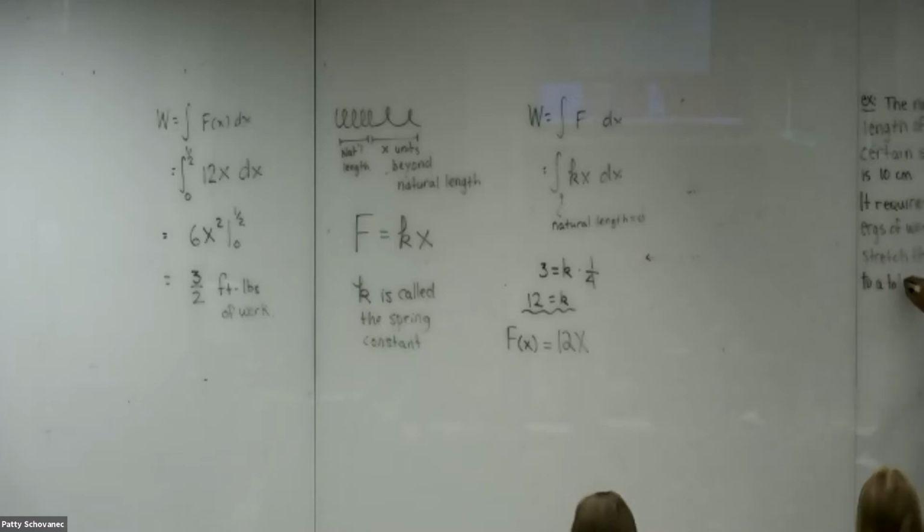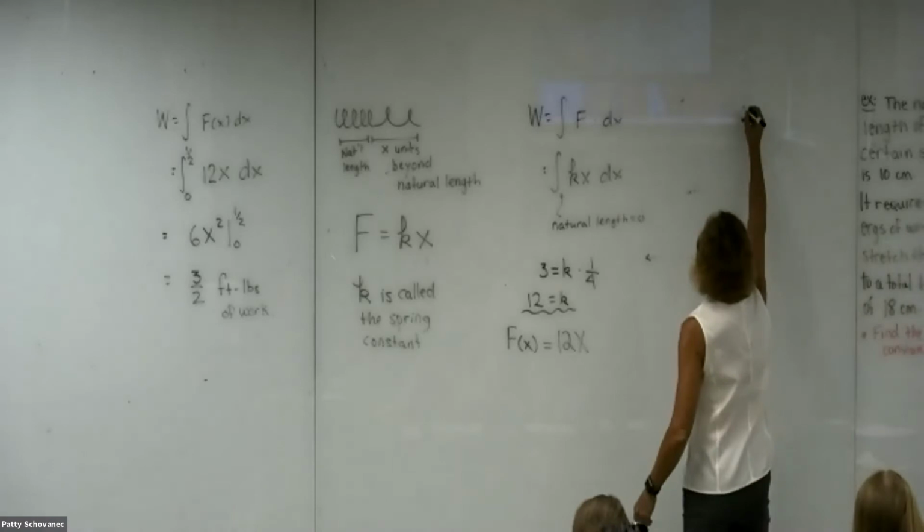A total length of 18 centimeters. So here's where we take the time out and find the spring constant from that information. So that's 2 equals constant times 8. And then once we find the spring constant, let's find the work done in stretching the spring to a total length of 20 centimeters.